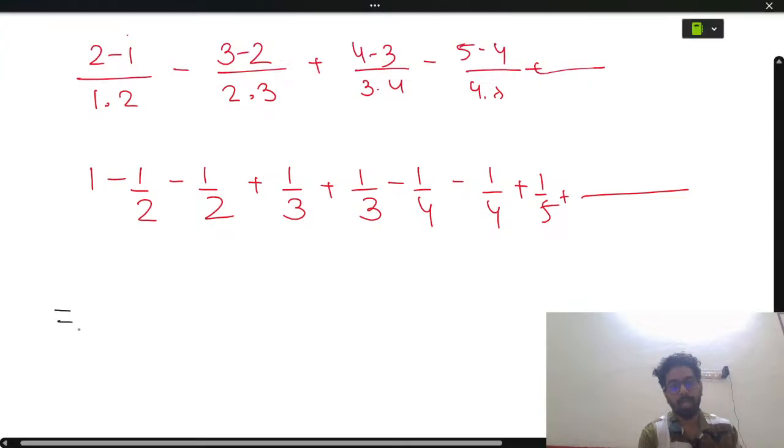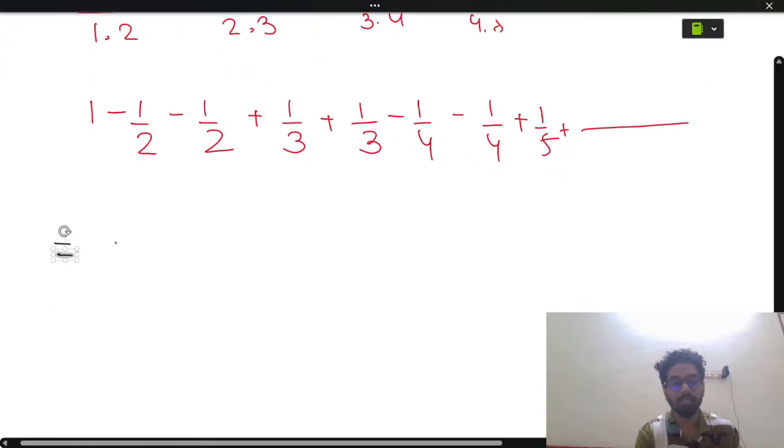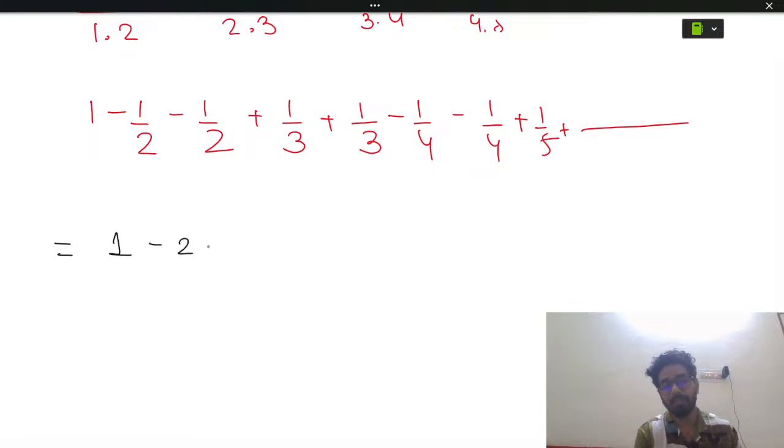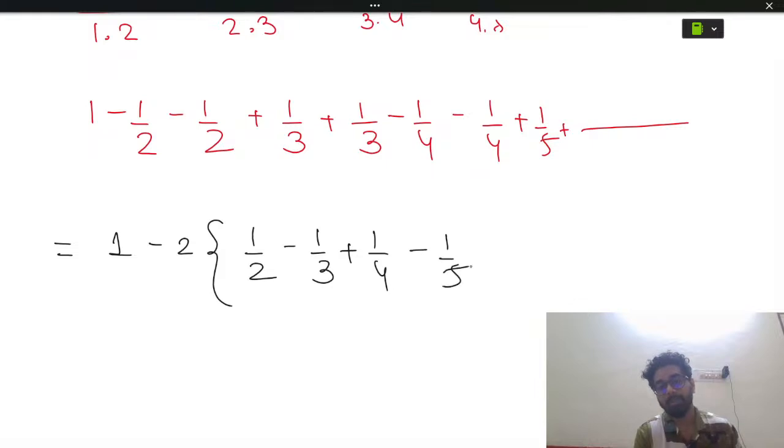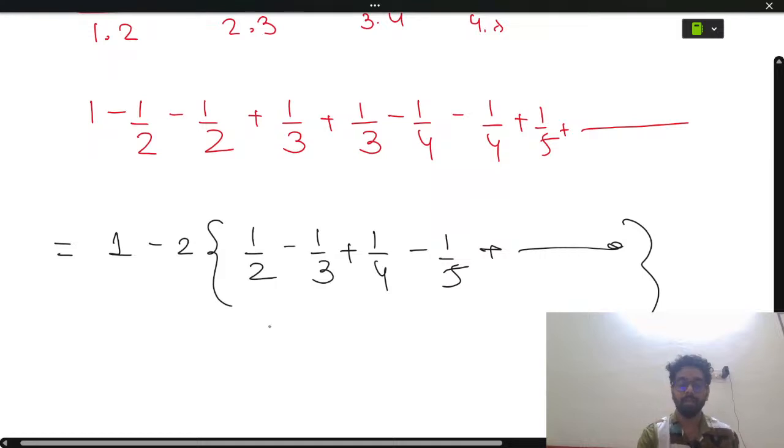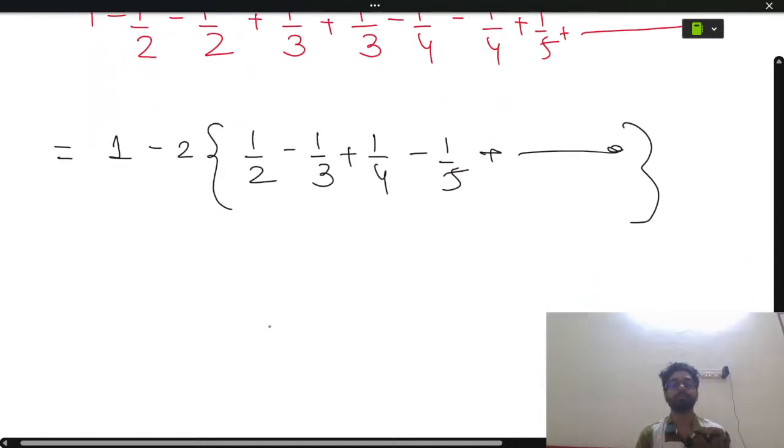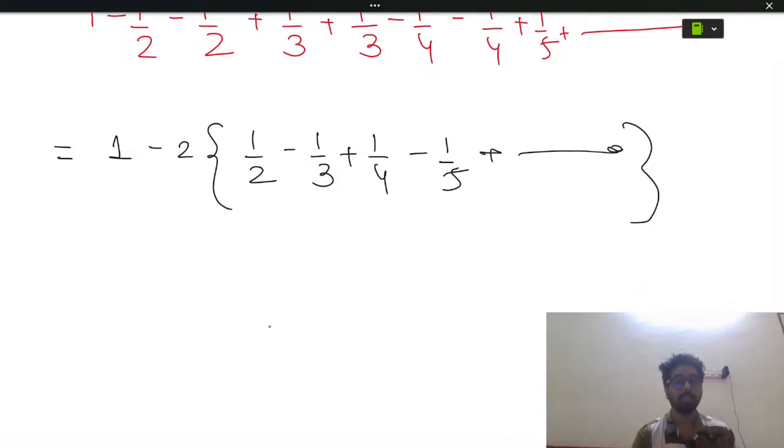So every term is coming twice, but the signs alternate. Taking minus 2 common, because every term is coming twice: 1 by 2, minus 1 by 3 plus 1 by 4 minus 1 by 5, and so on till infinity. Now what kind of series is it? We need to know the logarithmic series. This is a pattern of the logarithmic series.